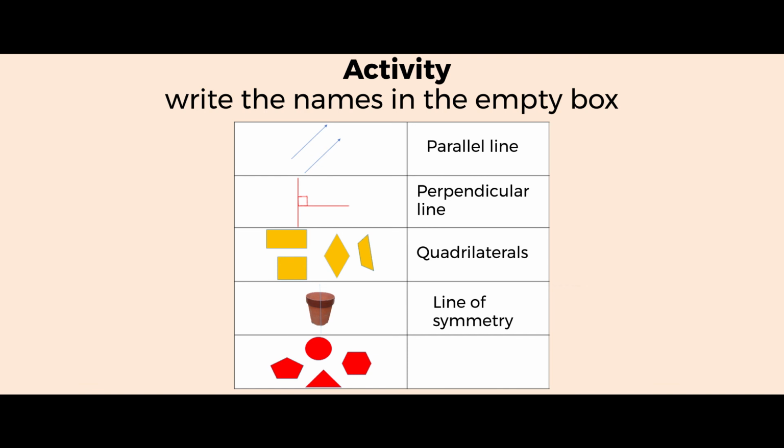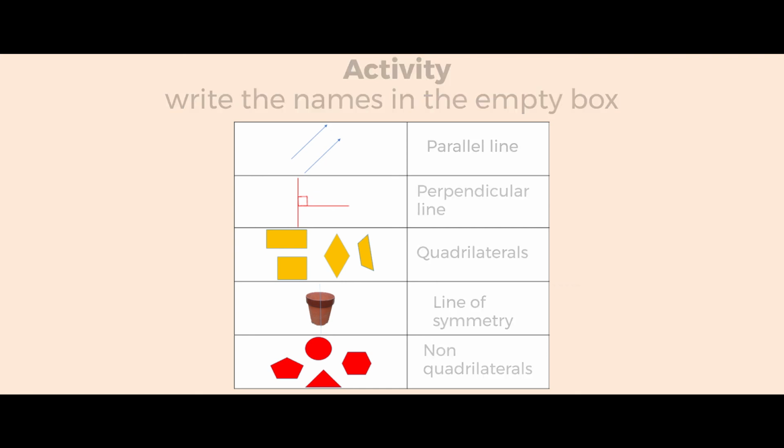Now finally, can you tell something about these shapes? How are they similar? How are these shapes different? You can notice that these shapes have four sides or four corners, but these shapes have more than four corners or less than four corners or sides. So this type of shape is called what shape? Yes, it's non-quadrilaterals. Okay, this is all about quadrilaterals and types of lines.